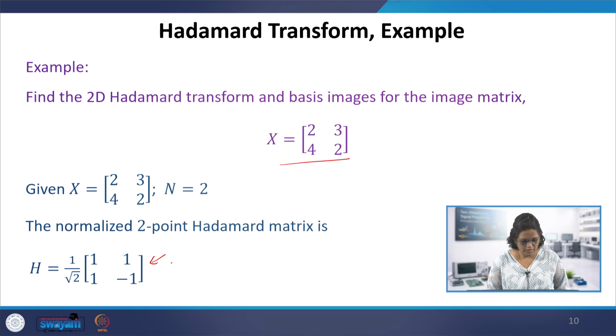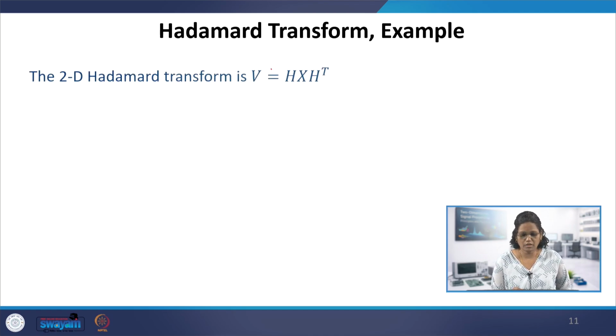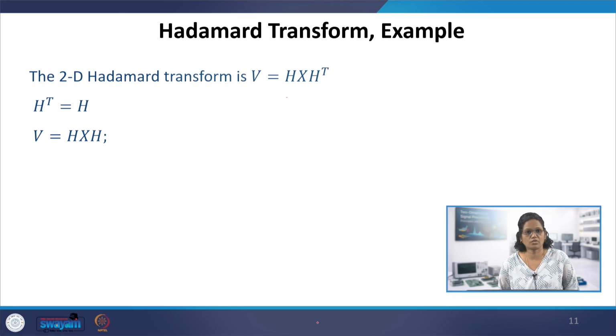After getting this, apply it to get the transformed coefficients V equals H X H transpose. H transpose and H are the same because of those properties, so V is H X H now. Multiplying H, X and H, we get this like we did in the DST, the discrete sine transform.